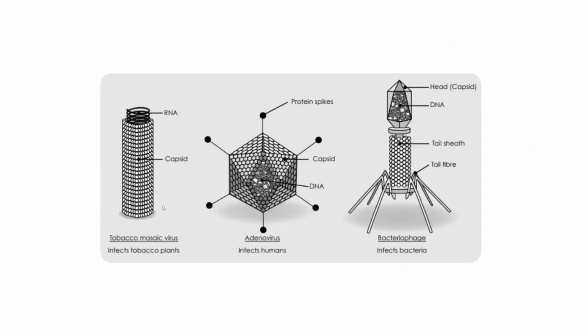Here we can see a few examples with those different parts. The tobacco mosaic virus here has the capsid and the RNA. Adenovirus has protein spikes, the capsid, and DNA. Bacteriophage, which infects bacteria, have a sheath, tail fiber, DNA, and the capsid itself. So all of these are different, and they do have different components.